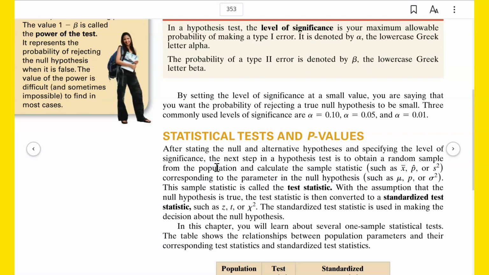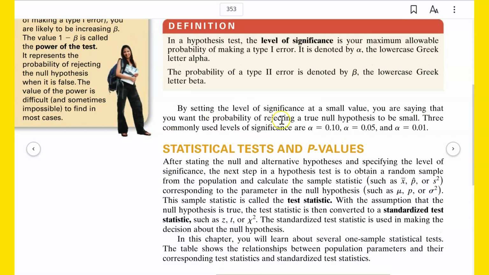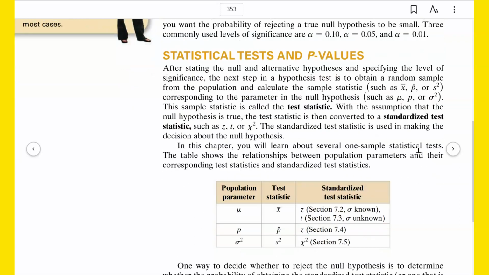By setting the level of significance at a small value, you are saying that you want the probability of rejecting a true null hypothesis to be small. So rejecting a true null hypothesis, that's a type 1 error, you want that to be really small if a type 1 error is the more serious kind of error. So you would set the alpha level to be real small, like maybe 0.01 instead of 0.05 or 0.1. If a type 1 error is not that serious, or if a type 2 error is the more serious error, maybe you make alpha a little higher. Maybe you can make it 0.1 instead of 0.05. 0.05 is kind of the middle of the road, the most common one.